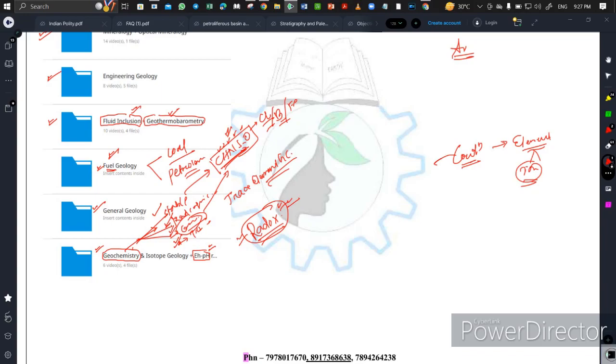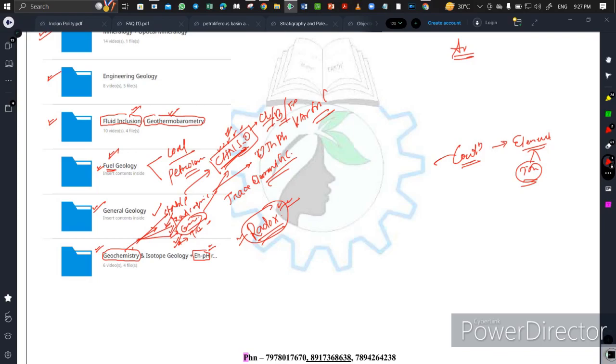Okay, in radioactive geochemistry, uranium, thorium, lead, potassium, argon, Sm-Nd (samarium, neodymium), Rb-Sr. These are the various types, and these are very important and are being utilized nowadays.